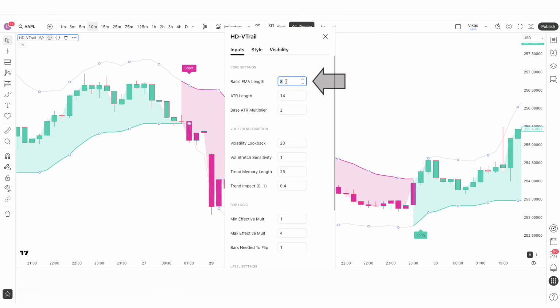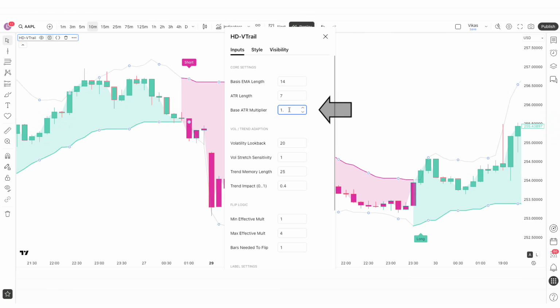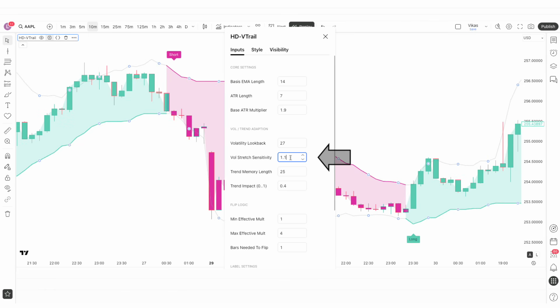We have to change this basis EMA length option from 8 to 14. We have to change this ATR length option from 14 to 7. We have to change this base ATR multiplier option from 2 to 1.9. We have to change this volatility lookback option from 20 to 27. We have to change this vol stretch sensitivity option from 1 to 1.1.